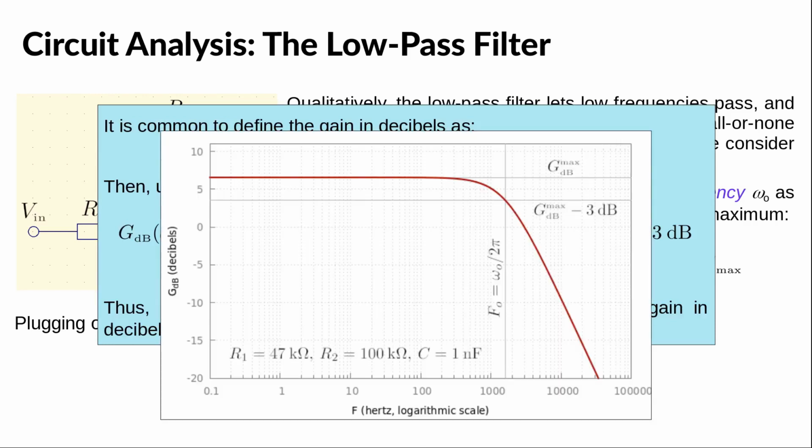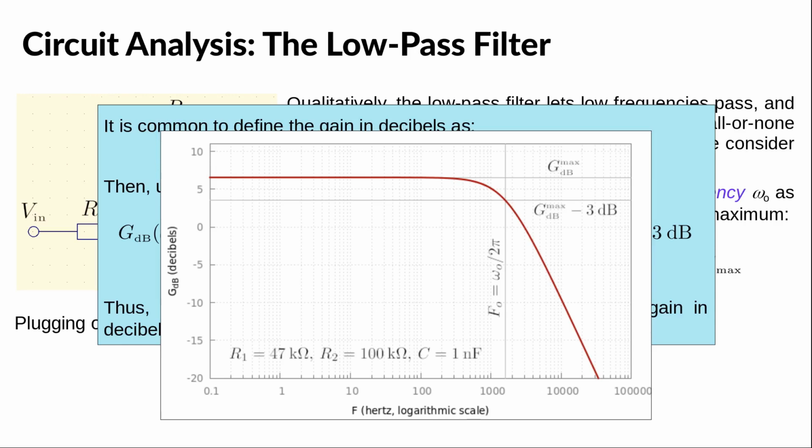Finally, let us conclude the analysis of the low-pass filter by showing a figure that summarizes everything. What is shown here is the gain in decibels, and note that the horizontal axis is in logarithmic scale.